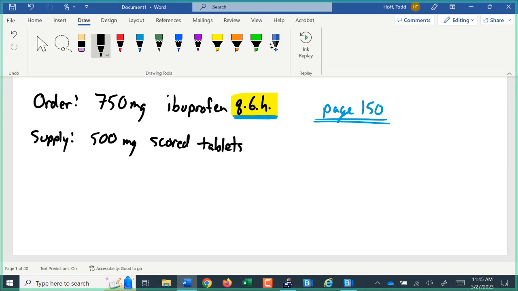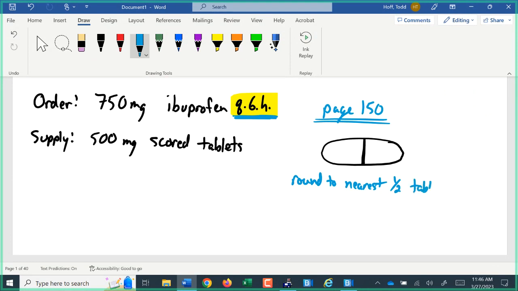We had mentioned this briefly before spring break. A scored tablet is just one that has a line across it on both sides. And what that line is for is to make it easier to break the tablet in half. You would still use a pill cutter in most cases to break it in half. But with a scored tablet, we're going to round to the nearest half tablet. We'll look at that process in a little bit. So for this problem, let's go ahead and break it down.